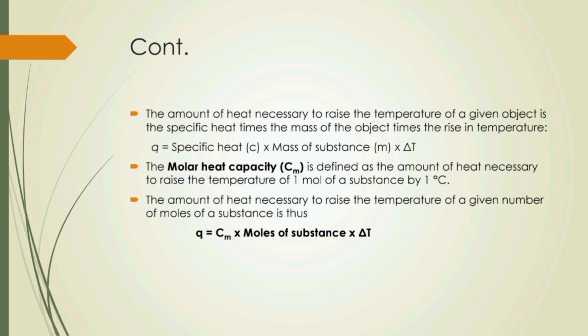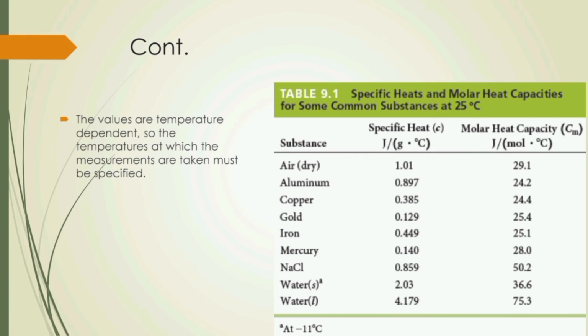As we all know, heat capacity is an extensive property, and to compare different substances, it's useful to define a quantity called specific heat capacity, or simply specific heat, denoted by C, which is the amount of heat necessary to raise the temperature of 1 gram of a substance by 1 degree Celsius. Some of the values are given here for your information.